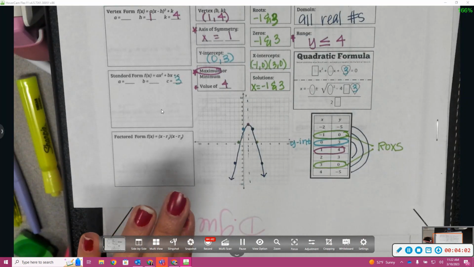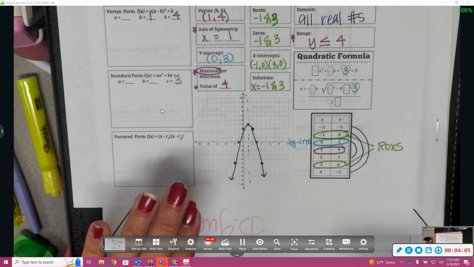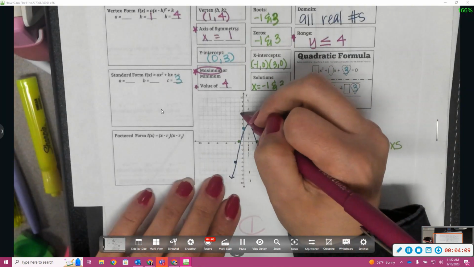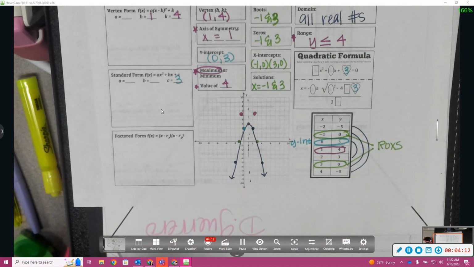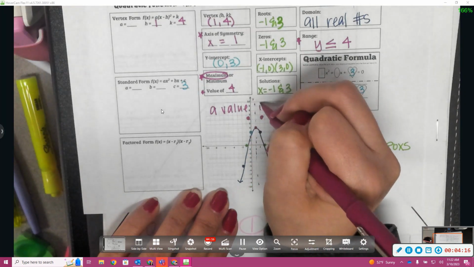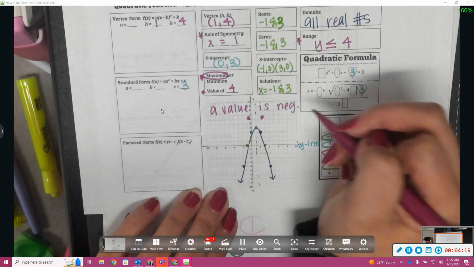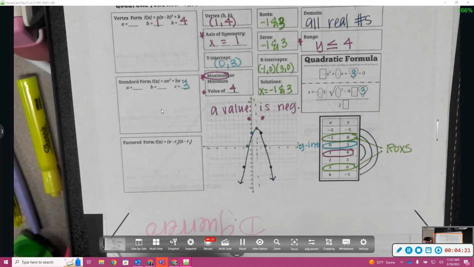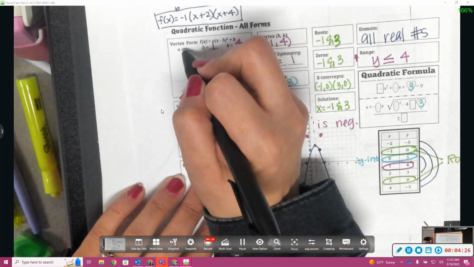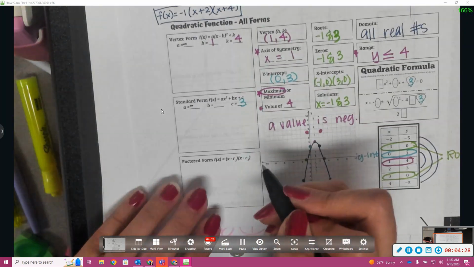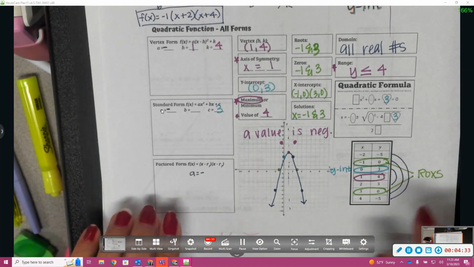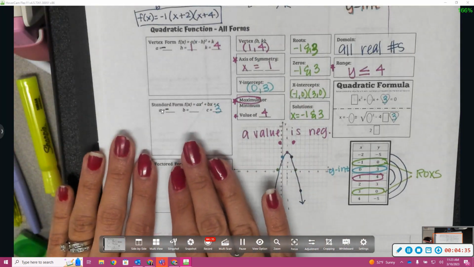And here's the part where I want to tell you, notice it's a maximum. Notice if I were to draw 2 little dots up here, it's a sad face. That means your A value is negative because it's making a sad face. So we know our A value has to be negative. But the rest of this can be done in Desmos.